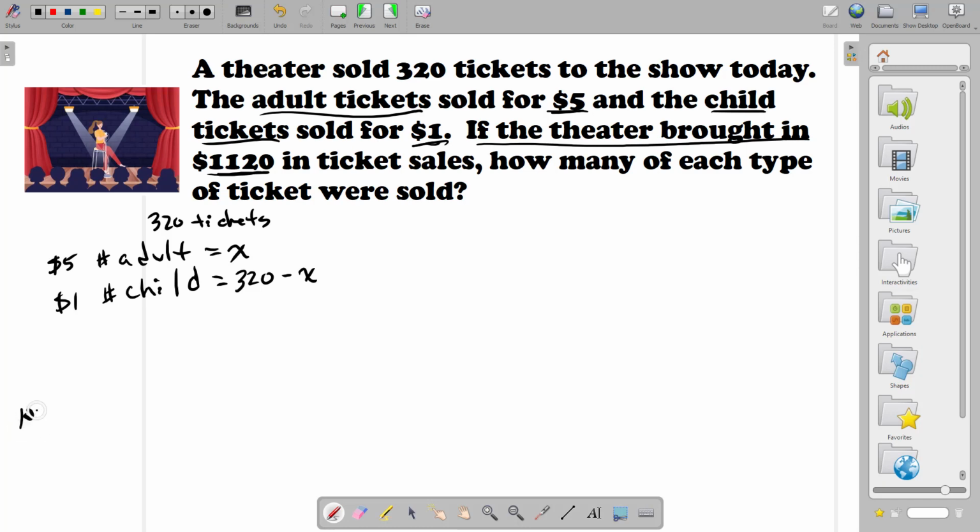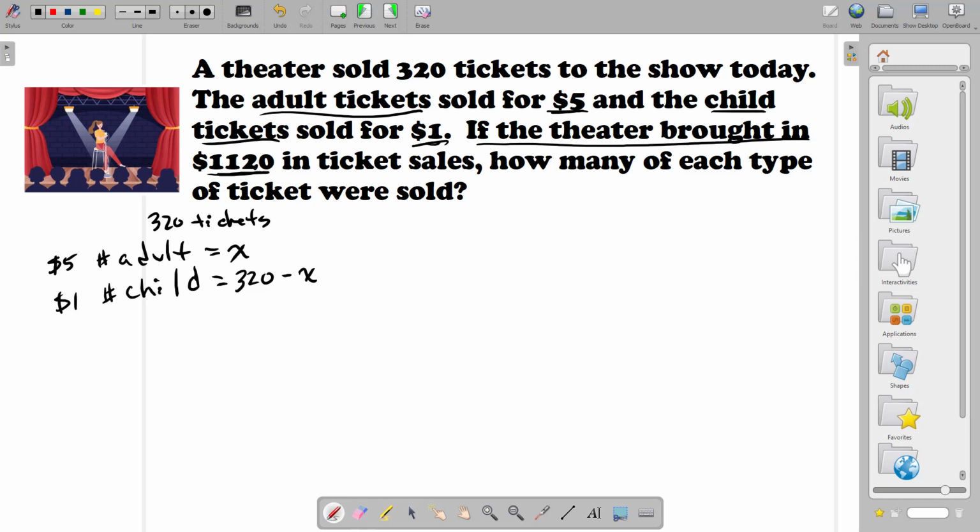Well, let's go back to that little sample we did just a second ago. If I told you there were 100 adult tickets and we had 220 child tickets, and I wanted to know how much money we brought in, I would take 100 and multiply it by 5 and get $500. I'd take $1 times 220 tickets, and that would be $220, and we would add that up. But we don't know how many adult or child tickets were sold.